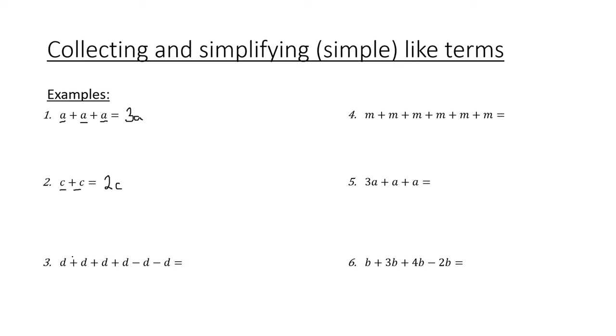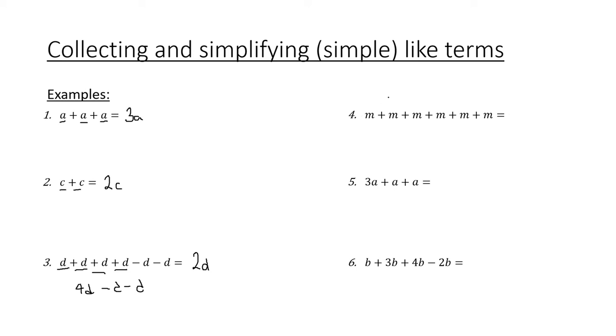Then here we've got d plus d plus d plus d, but then take away d and then take away another d. If I break this down, they are all like terms, so we can simplify it all together. We've got d plus d plus d plus d, and we've got 4 lots of d, so we get 4d. But then we need to take away 2 lots of d. So 4d take away d is 3d, taking away another d gives us a final answer of 2d.